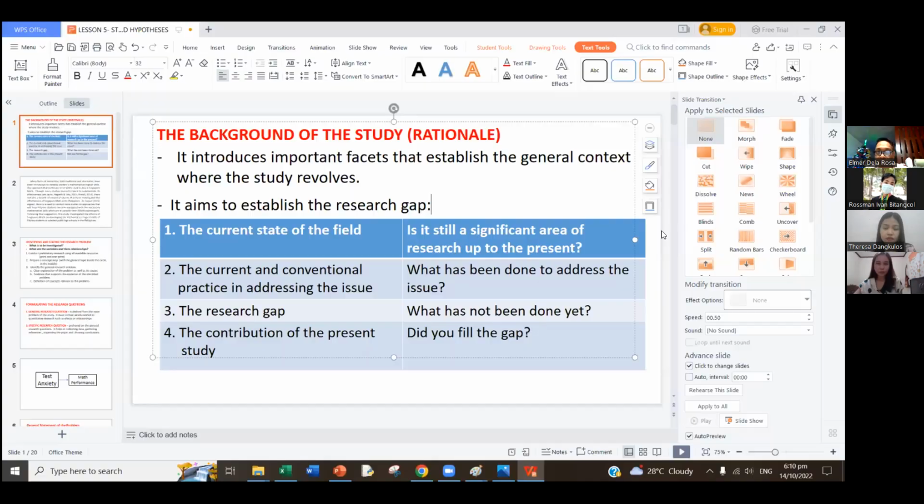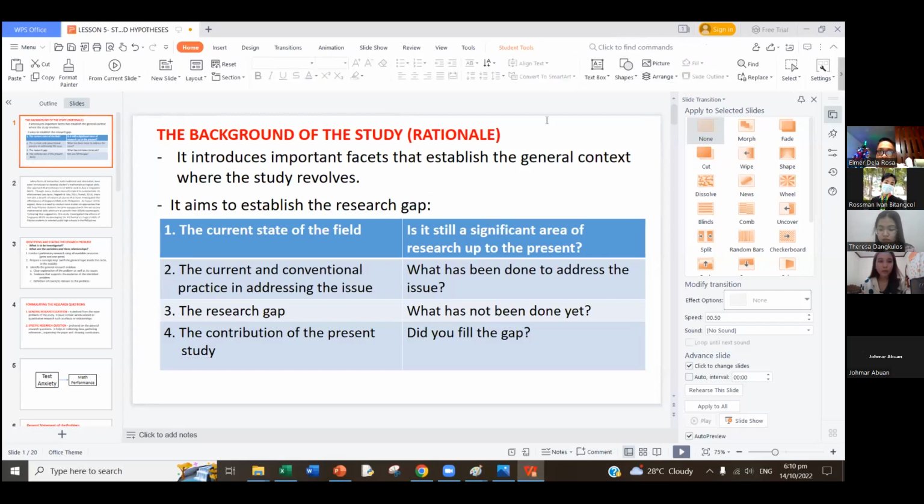Do you see it now? Do you see my slide? First slide. Yes po, sir. Yes, sir. Okay, the background of the study.